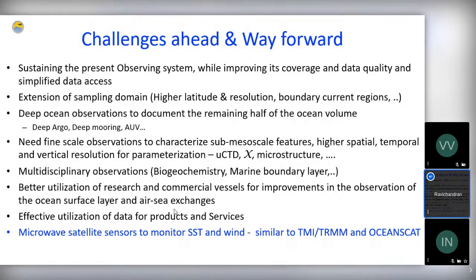Also, we need to better utilize the research vessels as well as the commercial vessels, like AWS has incorporated. In a similar way, we need to use these vessels more and more for observation, or at least of the ocean surface layer and air-sea exchange. And of course, we have to make effective utilization of data for products and services. And finally, microwave satellite sensors to monitor SST and wind, similar to GMI, TRMM and OceanSat, will be helpful to fill some of the gap areas.